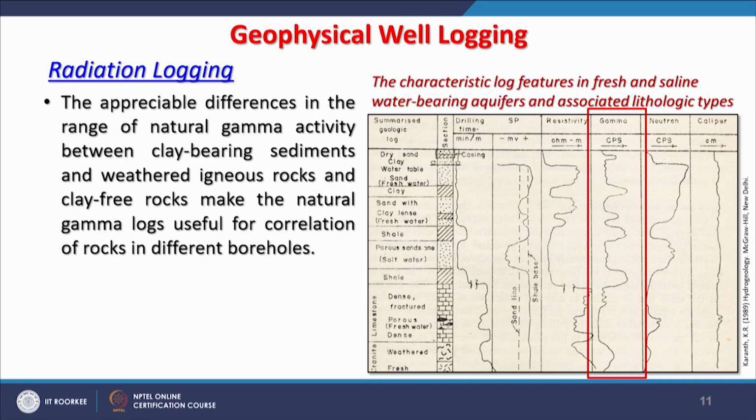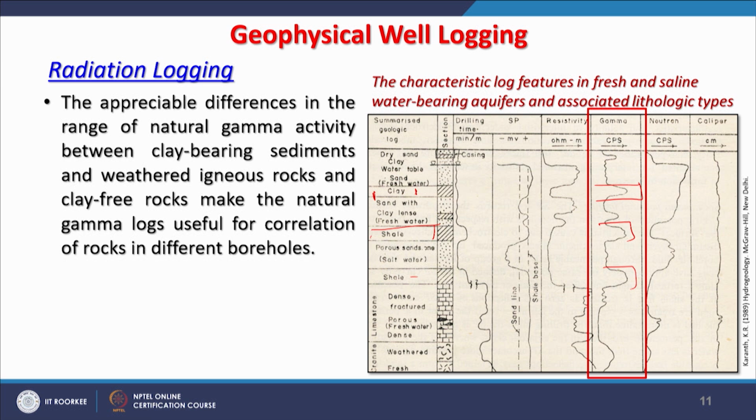Now, in this radiation logging, there are appreciable differences in the range of natural gamma activities between clay bearing sediments like shales. Clay is also there, and you can see in the gamma log there is a peak in case of shale, again a peak, and again a peak. So, the natural gamma activity differences between clay bearing sediments, weathered igneous rocks and clay free rocks make the natural gamma logs useful for correlation of rocks in different bores. That will help us to better understand the lithology.